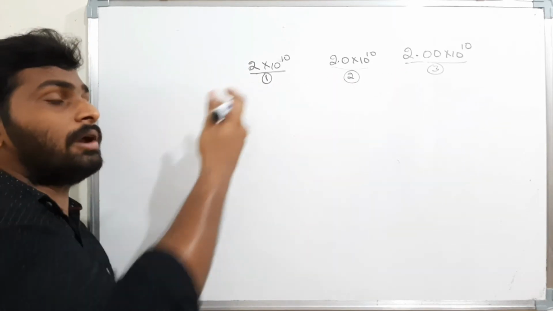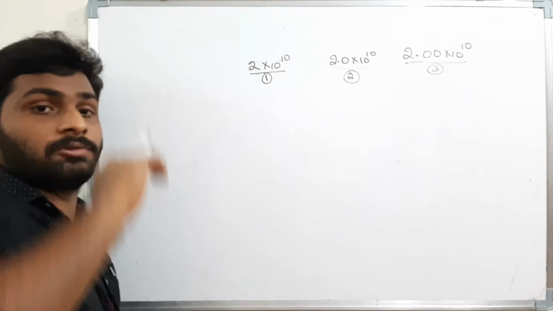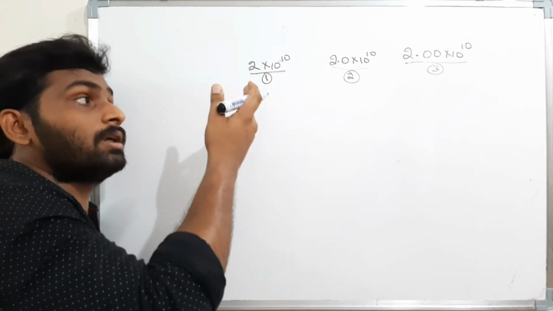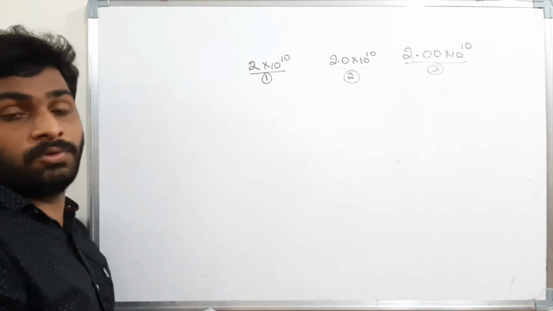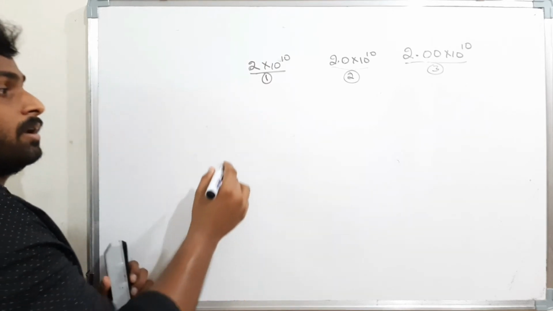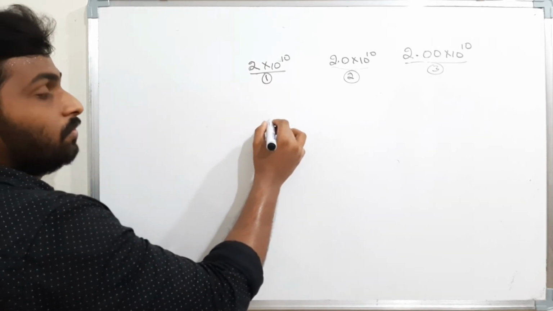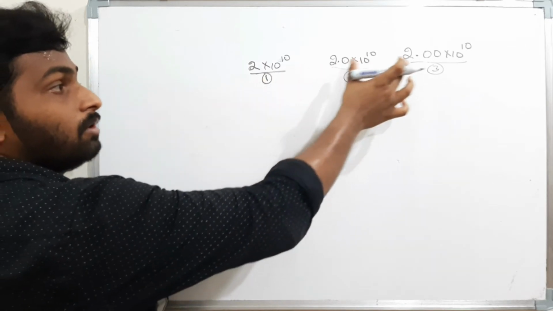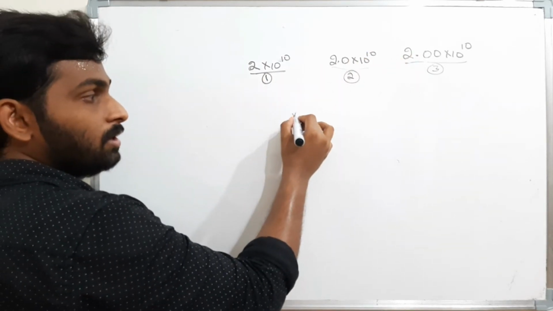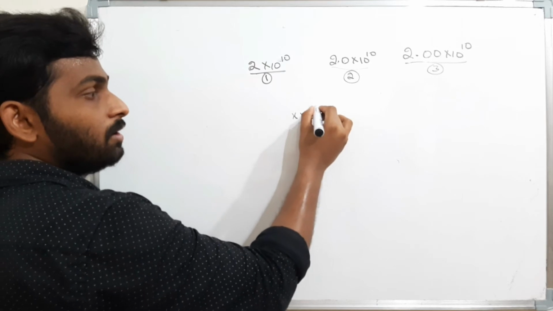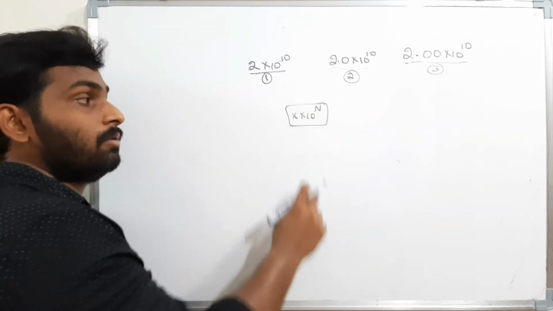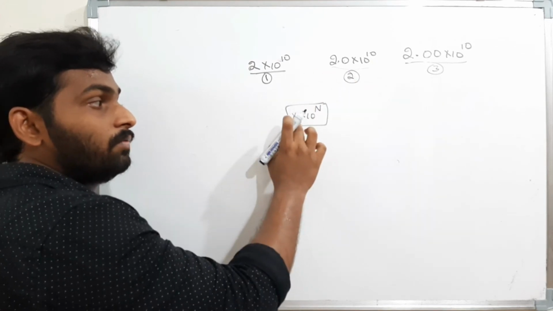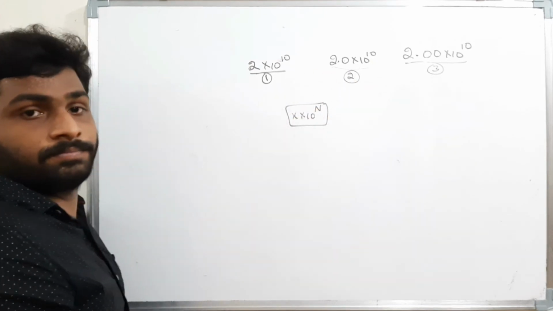Now which is the correct value? If I take like this, there are infinite number of values. But which of the readings is the correct reading? To remove this confusion, they created a formula: to find the significant figures, I have to convert the numbers in the form of x into 10 power n form.